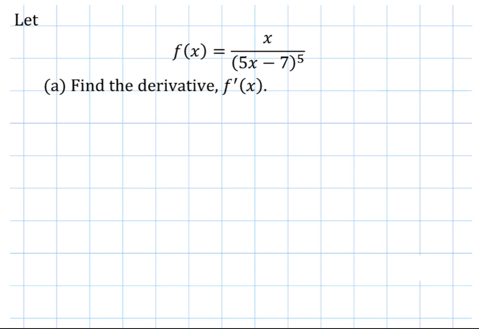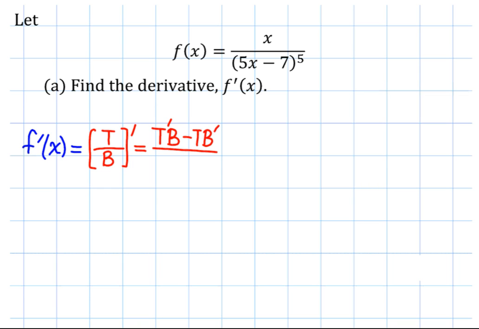So in general, using the quotient rule, the derivative of a quotient, so that is the quotient rule, and we're going to use that. The top in this example is x. The bottom is 5x minus 7 to the fifth power.